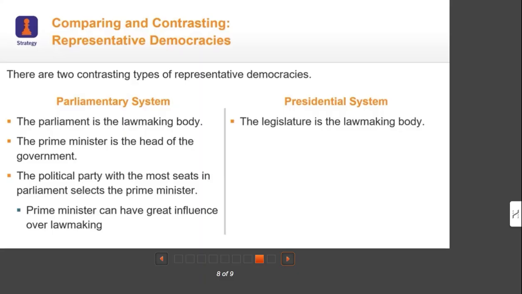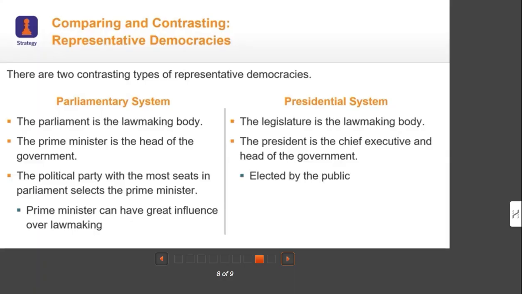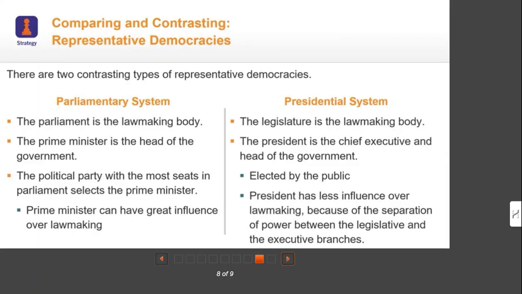In the presidential system, the President is the chief executive and head of the government. The President is elected by the public. What's important here is that there is a separation of power between the legislative and the executive branches.